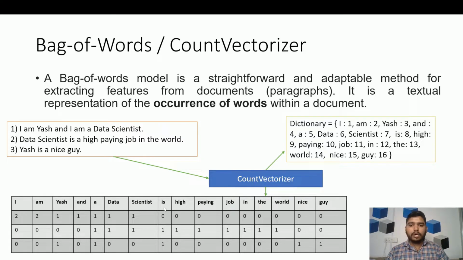For the other words, we put 0, as these words are not coming in the first sentence. Likewise we convert this text into the vectorized format. In the second sentence, for the words that are coming here, we count 1. Data is coming here, we count 1. Scientist is coming here, we count 1. Likewise we generate the entire dataset in the vectorized format, and this vectorized format we can pass into the machine learning model, and we have accomplished our task, right?